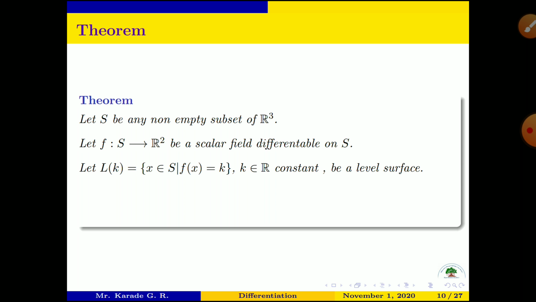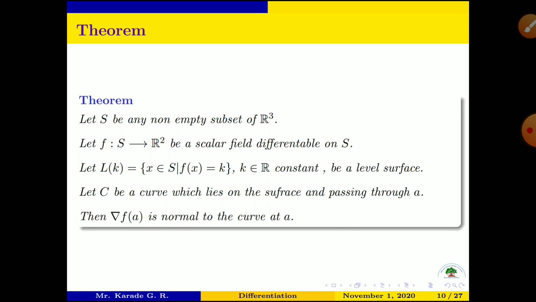Let L(k) be the set of all those x belonging to S such that f(x) = k, where k belongs to R is a constant. It is a level surface. Let C be a curve which lies on the surface and passes through point a. Then the gradient of f at a is normal to the curve at point a.